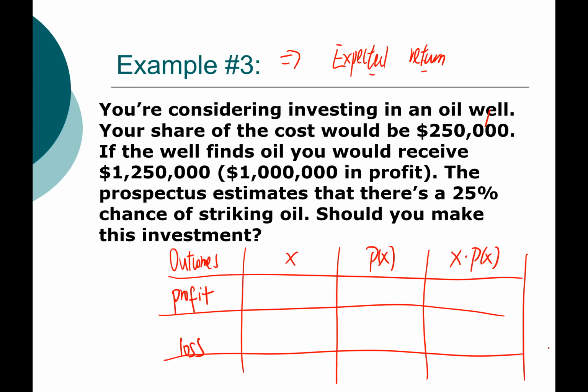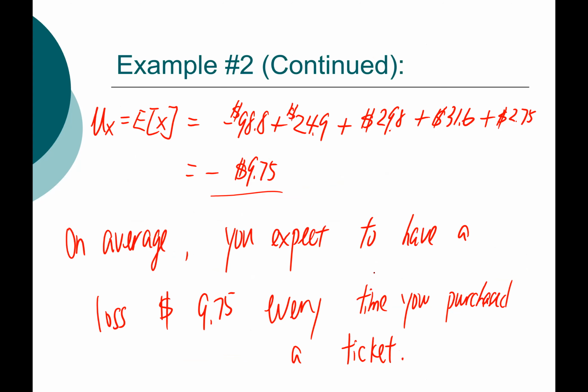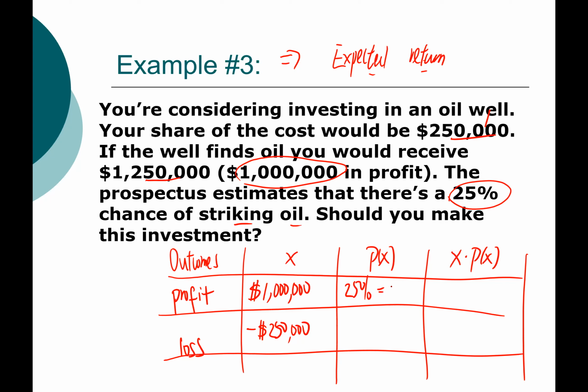Okay. So if you strike the oil, that's $1 million profit, right? So I already gave you the profit because the initial investment is 250,000 and you win if you receive 1,250,000, and the difference is a profit, $1 million profit. If you lose all your investment, right, which is 250,000. And each one has an associated probability. We know that there's a 25% chance of striking oil.